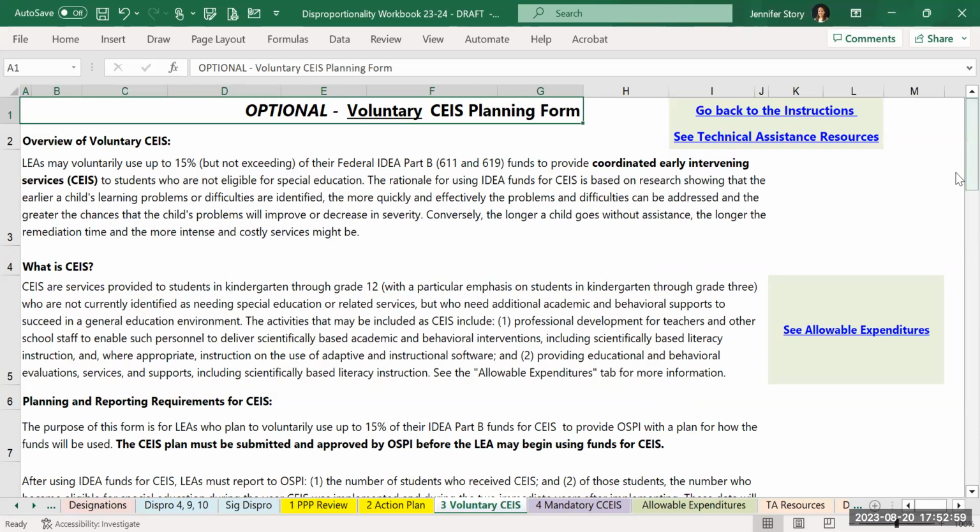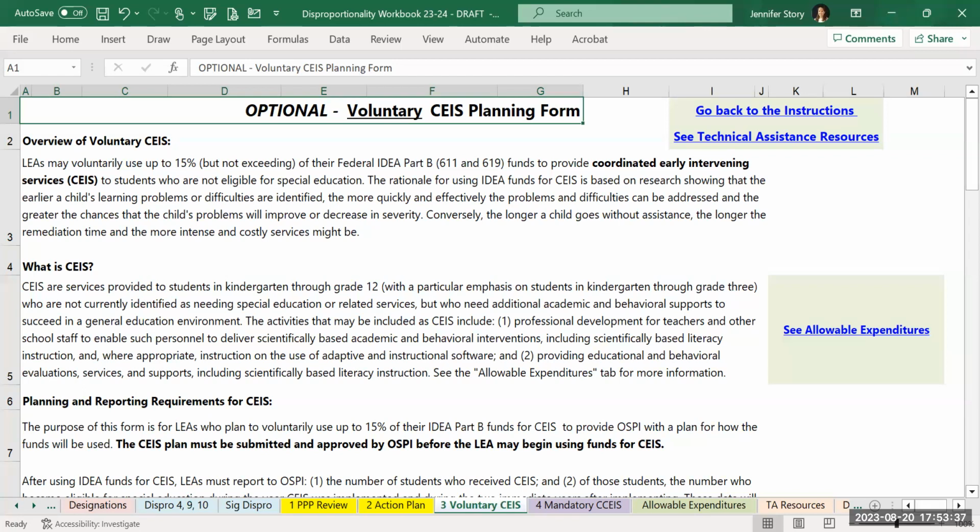So if you are designated as being significantly disproportionate, you are required to implement coordinated early intervening services, and we're going to talk about that next. But worksheet 3 is for voluntary use. So this doesn't have to be tied to disproportionality, but it is a good way of addressing disproportionality. Districts can voluntarily choose to use up to 15% of their federal IDEA funds to provide coordinated early intervening services, or CEIS, to students who are not eligible for special education.